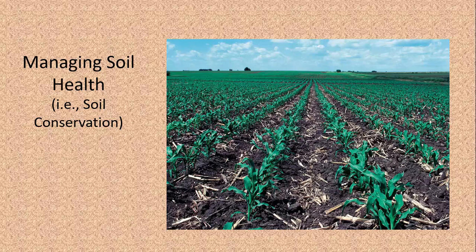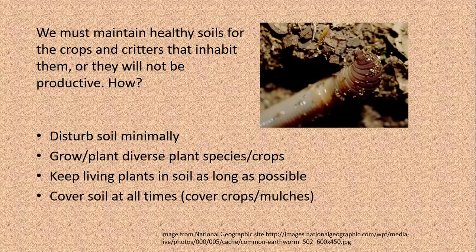Now that we've established the importance of soils, let's talk a little bit about how we can conserve them so that they can continue to supply food for future generations. So there's 4 basic ways that we can maintain the soil's health and make sure that it's still productive for crops and a good habitat for the many critters that live in our soils. These 4 strategies include the following.